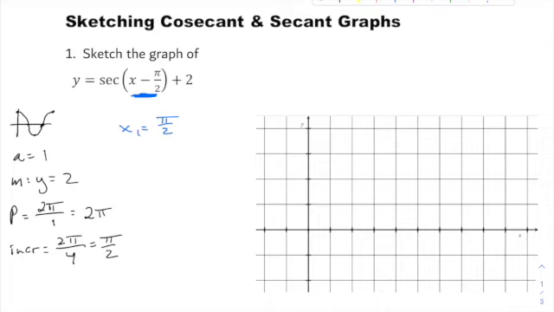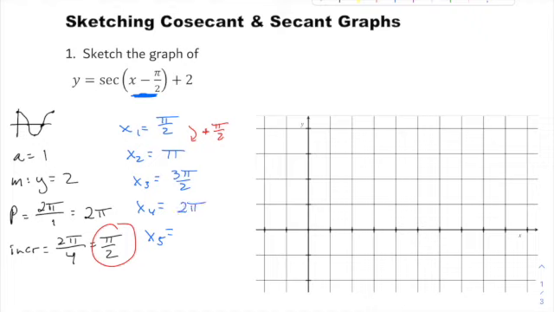So our next key points will just be found by adding that increment onto those. And so when I take pi over 2, that first key point, the starting point of the cycle, and I add pi over 2, it actually works out nicely. I'm going to get pi, add it again, and you're going to get 3 pi over 2, add it again, and you're going to get 2 pi, add it one more time, and you'll get 2.5 pi or 5 pi over 2, whatever you want to call it.